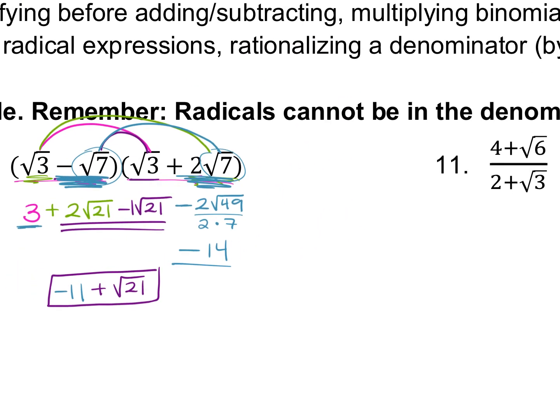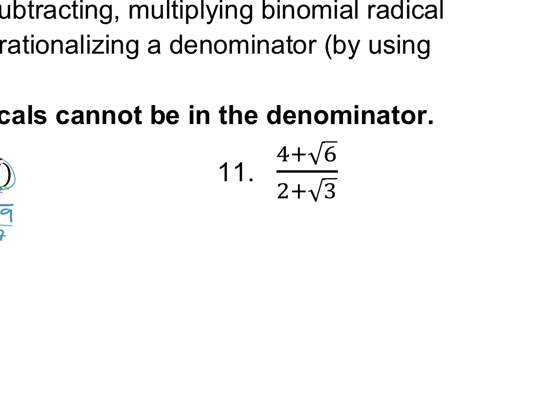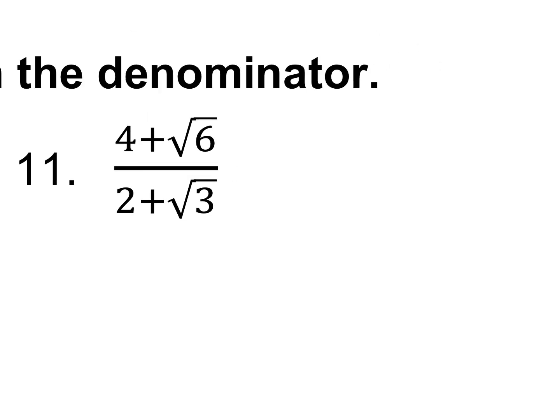All right. Number 11. This one we're going to use a shortcut on. This is finding the conjugate, right? In order to get rid of this expression in the denominator, we need to multiply by the conjugate.